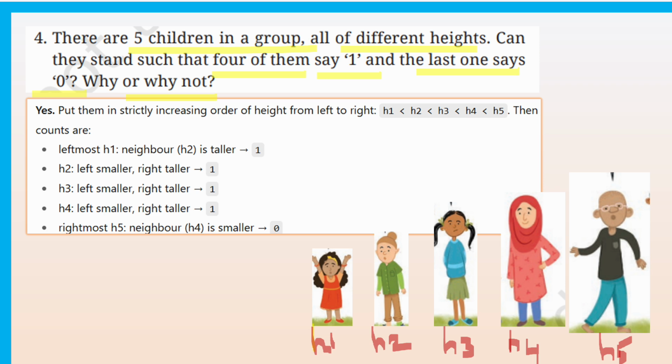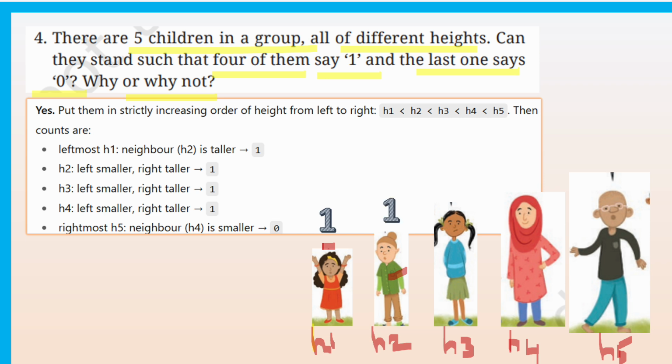See the leftmost child. She has only one neighbor and that neighbor is taller than her. So what will she say? She will say 1. Then see the next boy, H2. He has 2 neighbors. One neighbor is taller than him.